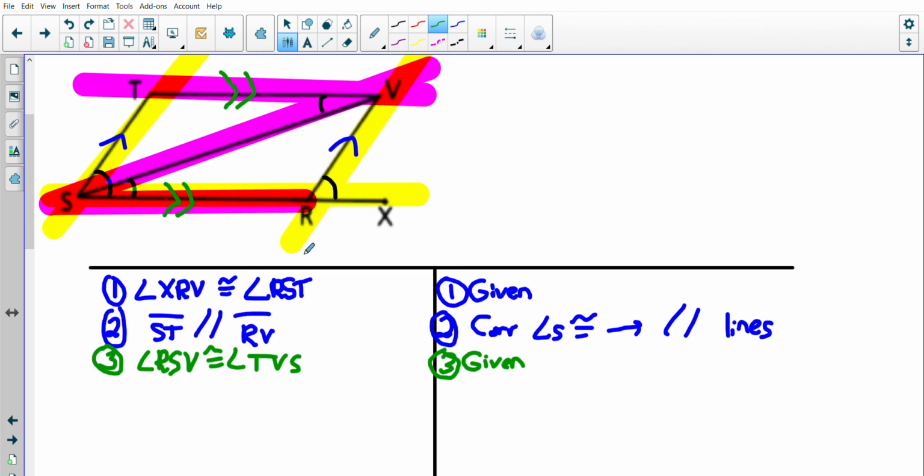Okay, so now I can go to statement 4. So statement 4 is going to be that segment TV is congruent to segment SR.